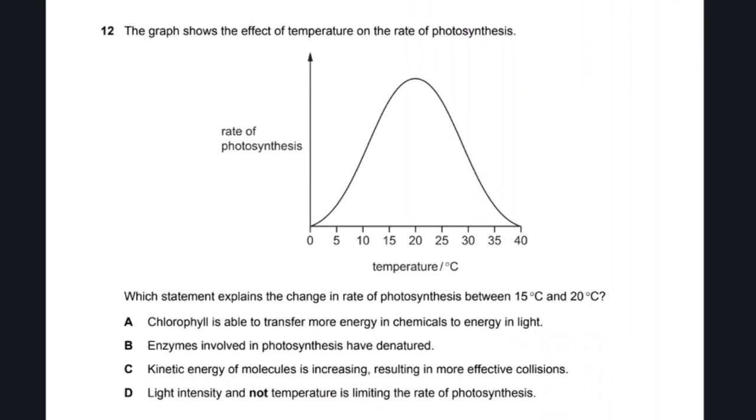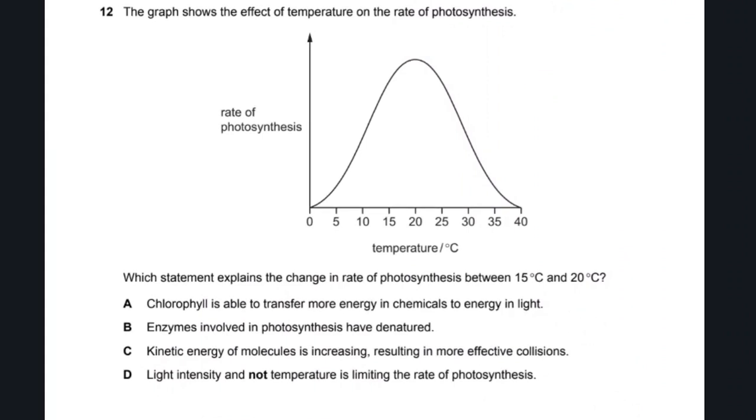The graph shows the effect of temperature on the rate of photosynthesis. Which statement explains the changes in the rate of photosynthesis between 15 and 20? They are asking about this temperature range between 15 and 20, during which temperature is increasing and rate of activity is increasing. So during that time period, the kinetic energy of molecules increases, resulting in effective collisions, due to which the rate of reaction becomes higher, because this is the explanation of this point.